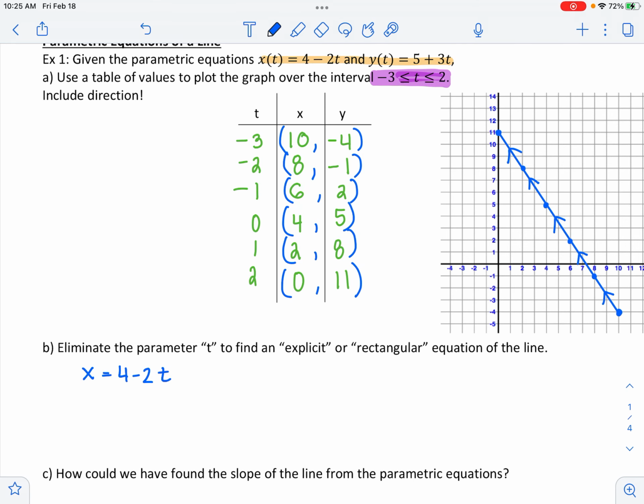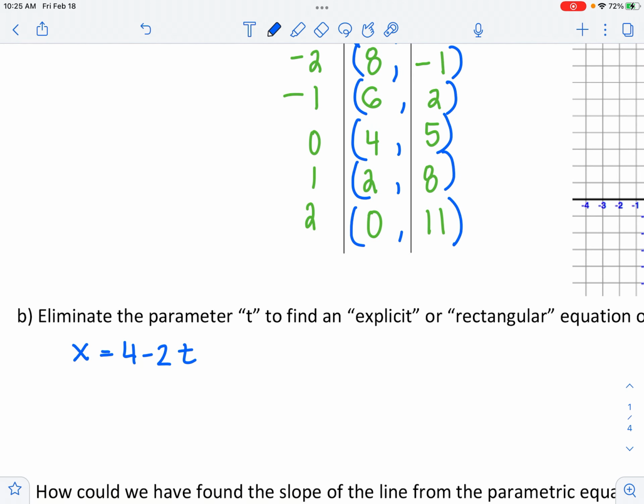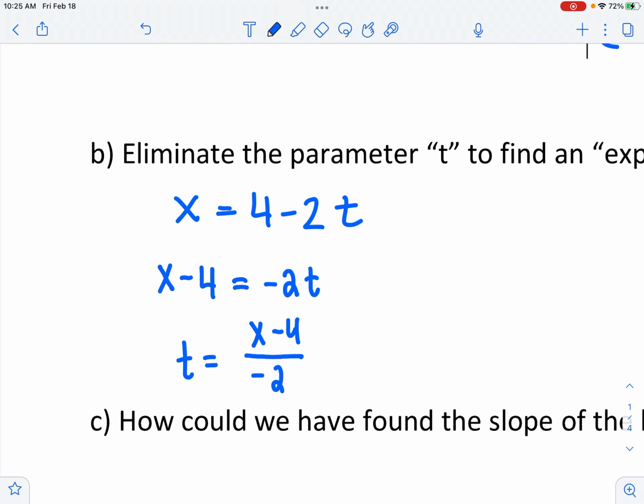So what I'm going to do is try to eliminate t from the equation by solving this equation for t and then plugging it into the second equation in the place of t. So let's solve this equation for t. First thing I'm going to do is subtract 4 from both sides. x minus 4 equals negative 2t. And then divide both sides by negative 2. So I have t equals x minus 4 over negative 2.